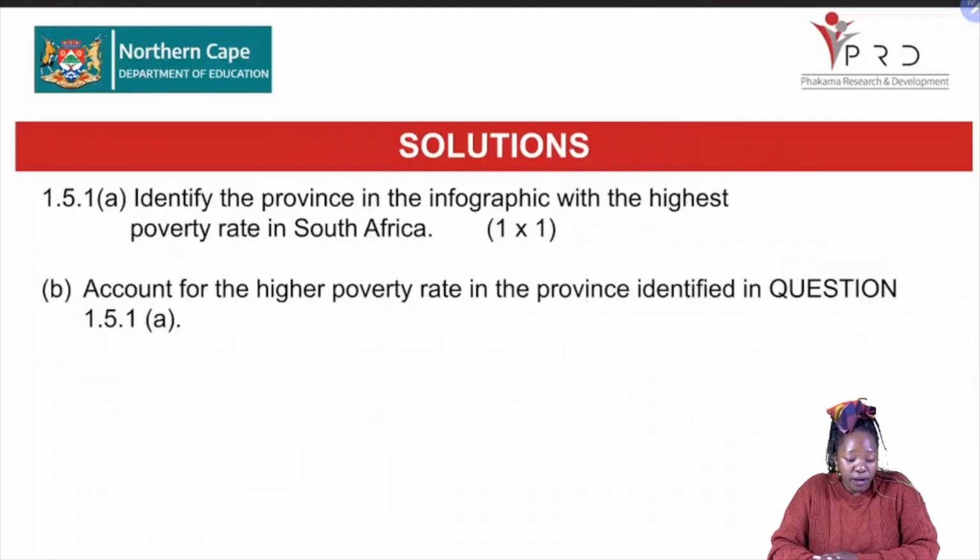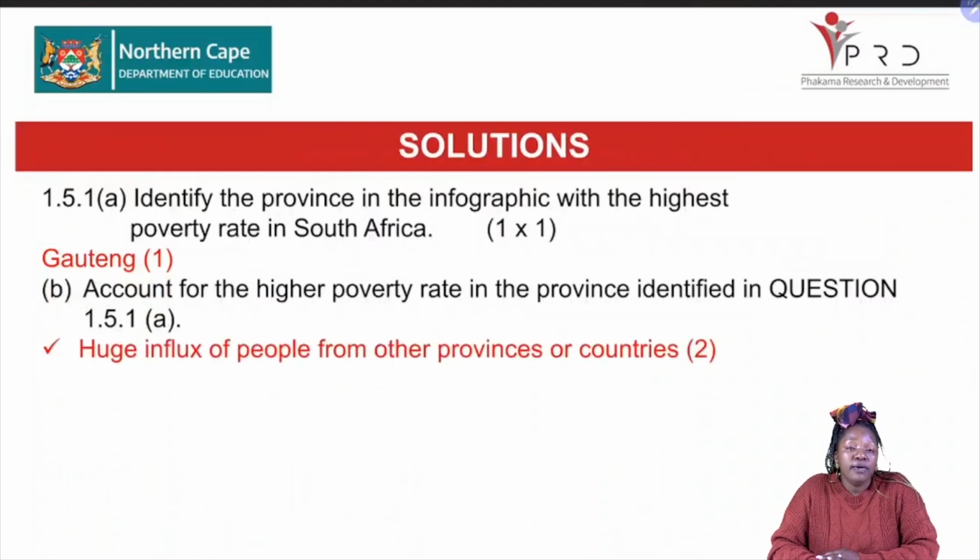Right? Looking at identifying the province, you will see that Gauteng had 44.1%. So therefore, it was the one with the highest poverty. Even though we are saying all the industries are mostly based in Gauteng, a lot of people are coming in. So that makes the area have a shortage of opportunities in terms of the population.